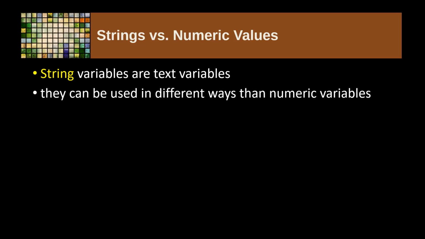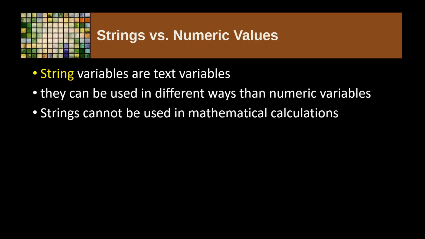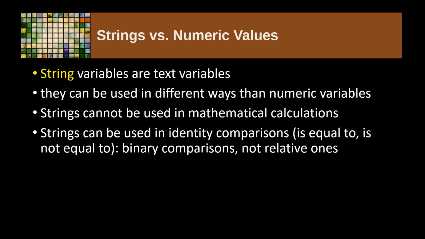They can be used in different ways than numeric variables, and they cannot be used in mathematical calculations, as we talked about last time. If you try to use a subtraction or division or multiplication, that's not going to make any sense to the computer. They can be used in identity comparisons. So you could say, is a string equal to a value or not equal to a value? In other words, a binary comparison, yes or no, true or false. But they can't be used in relative comparisons, like is this string greater or less than that string? There's absolutely no frame of reference for a computer to make that kind of calculation.